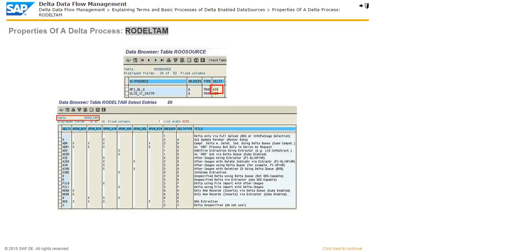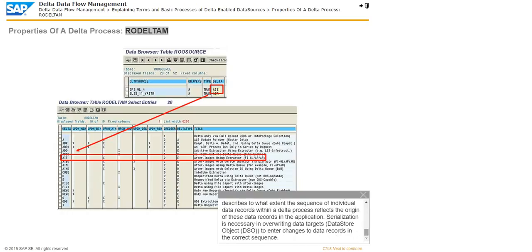The table RODELTAM defines the following properties of the delta process for a data source. Delta type, which will be explained in detail later. Record modes in the delta process, which will be explained in detail later. Serialization.